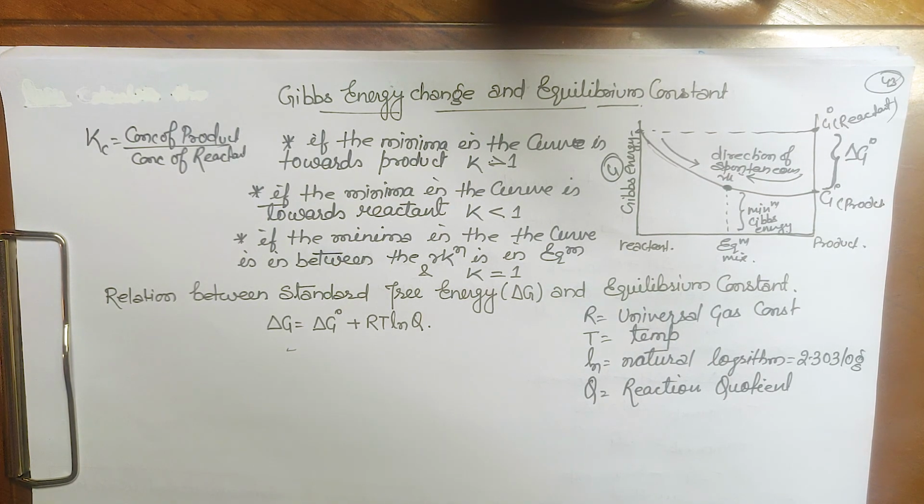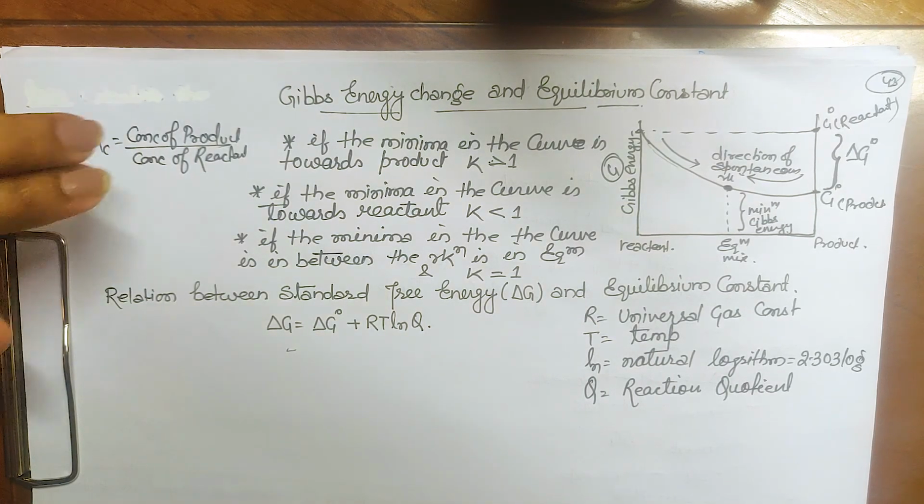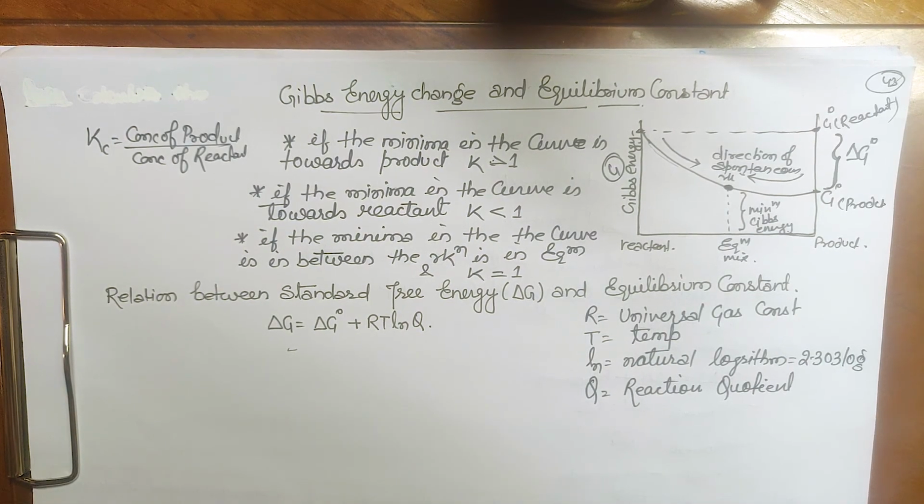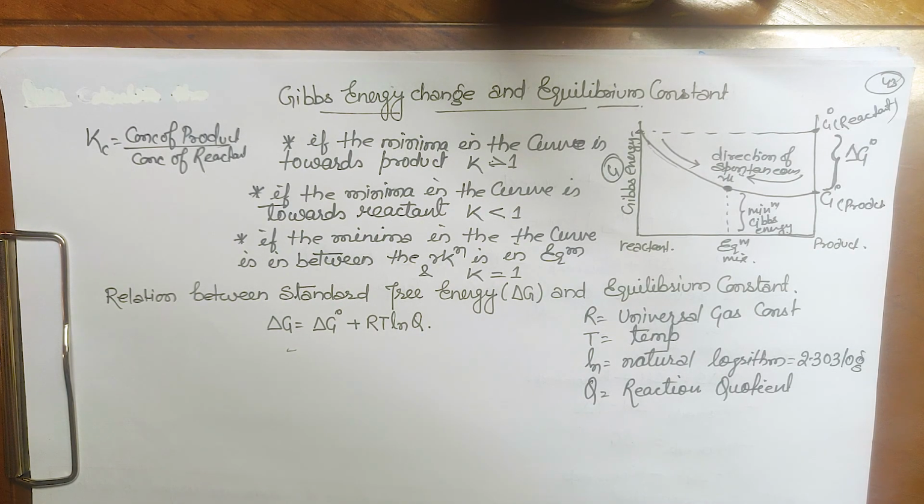If at equilibrium we take this ratio, then it is called Kc, the equilibrium constant. But at any condition other than equilibrium, if we take this ratio, then it is called the reaction quotient. Got it? At equilibrium, the ratio of concentration of product upon concentration of reactant is called the equilibrium constant. But at any other condition than equilibrium, the ratio is called the reaction quotient. Clear?